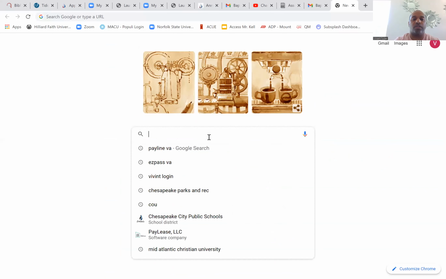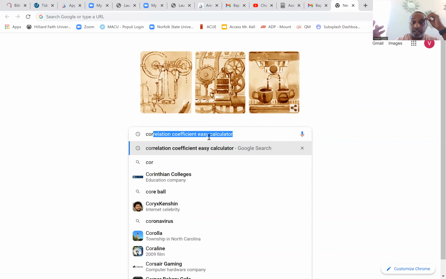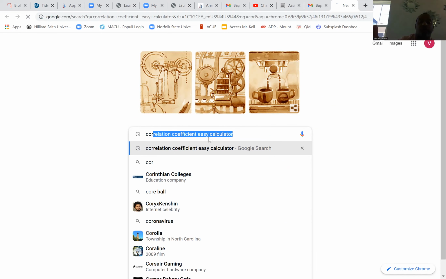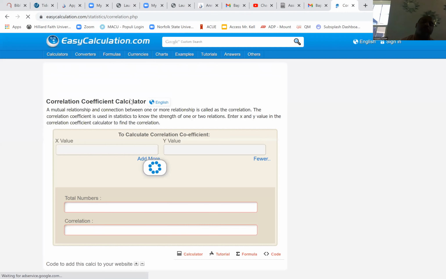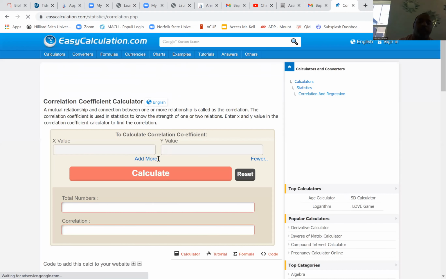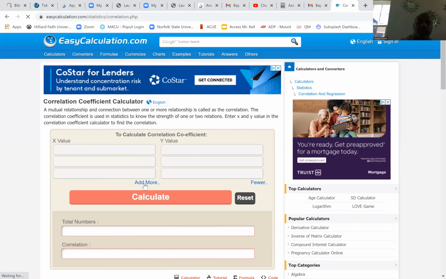All right, so we're going to do the correlation coefficient on easycalculation.com, just like I did with standard deviation. You type what you're trying to find first and then put easy calculator behind it. That's if you want to use easycalculation.com, but this is the first one, correlation coefficient. And then from here, we can add rows.